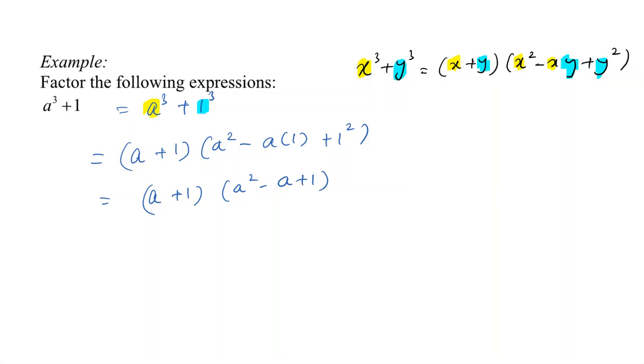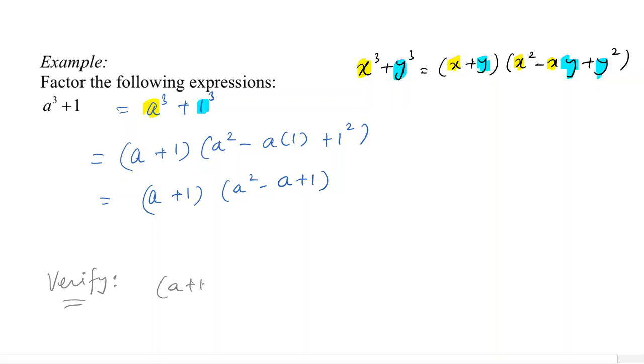And it's always a good idea to check if you have done it correctly, so you can always verify. You can do the multiplication of the factors and see if you get the original expression back. In this case, first we take the first member of the first bracket and bring it with every member of the second bracket. So a times a square is a cube, a times minus a is minus a square, plus a.